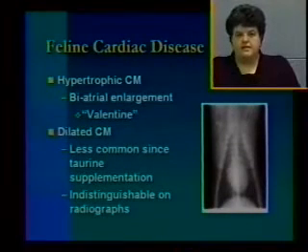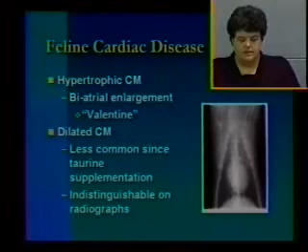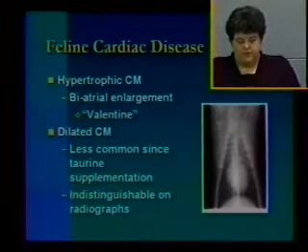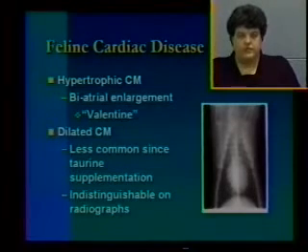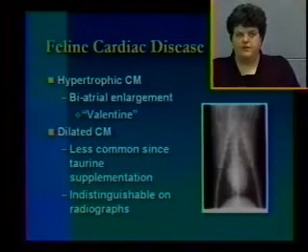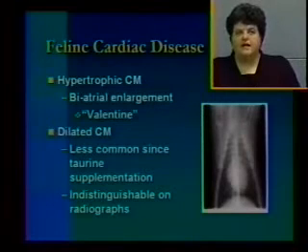Feline cardiac disease, on the other hand, is fairly limited to the congenital abnormalities that I listed earlier, and in the young animal, and then limited to really only one disease and its variations currently in the older animal, and that's hypertrophic cardiomyopathy. This is a disease that can be detected easily on radiographs by its biatrial enlargement. Characteristically, they have a Valentine appearance to their heart on their VD projection, such as this cat.